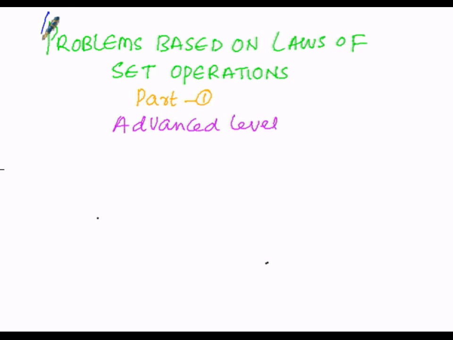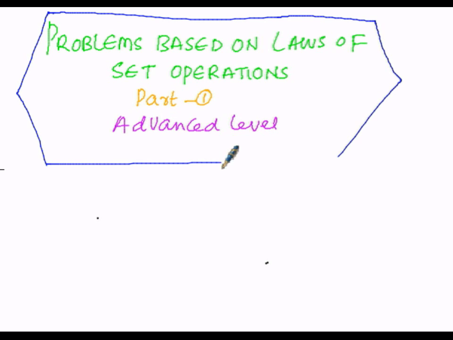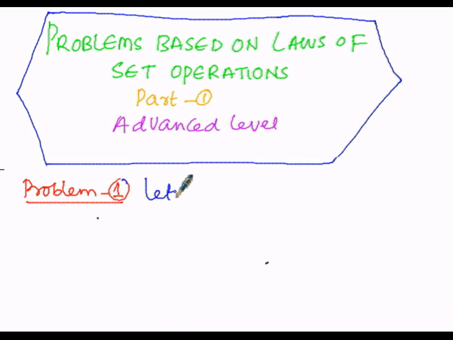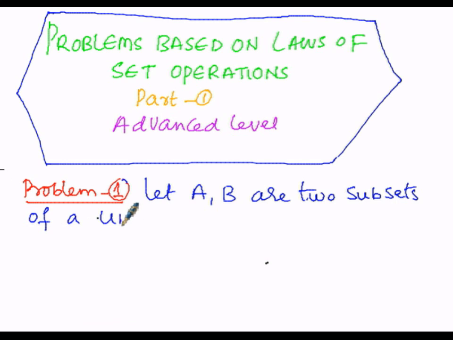Now, under these problems which are based upon the laws of set operations, the problem number 1 is: let A, B be two subsets of a universal set.